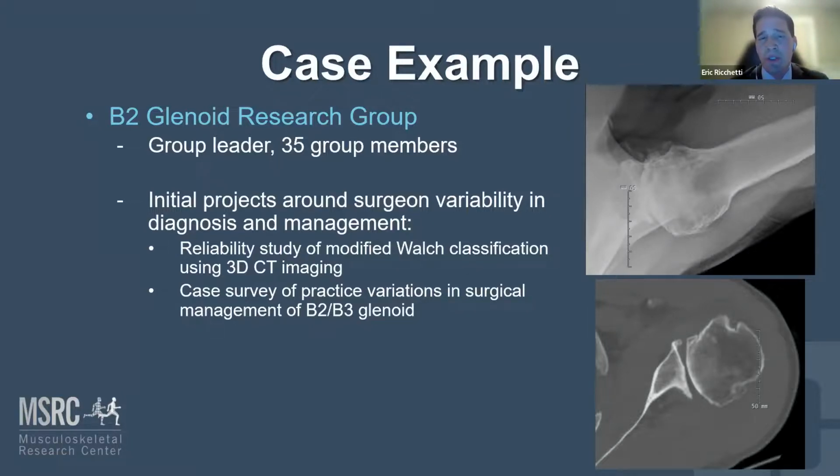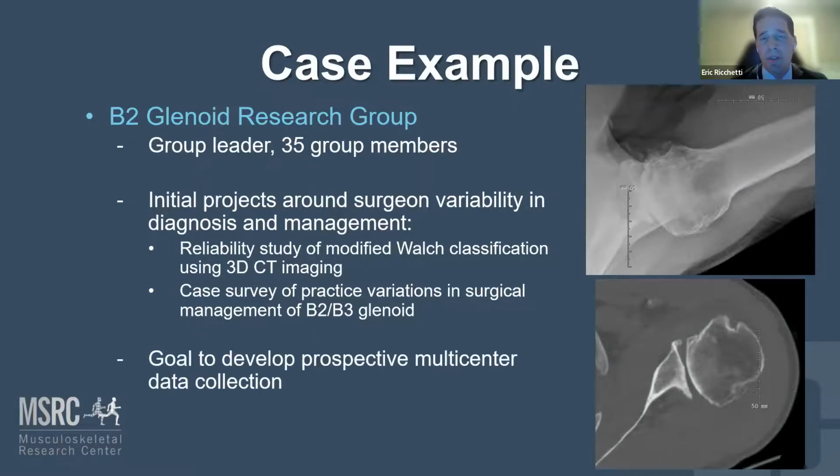And we wanted to do this at a very high level using advanced 3D CT imaging. And then we wanted to look at practice variation with how the different surgeons in the group manage the B2 and B3 glenoid. And the goal was to build from these levels of looking at consensus and variability to ultimately prospective multi-center data collection.